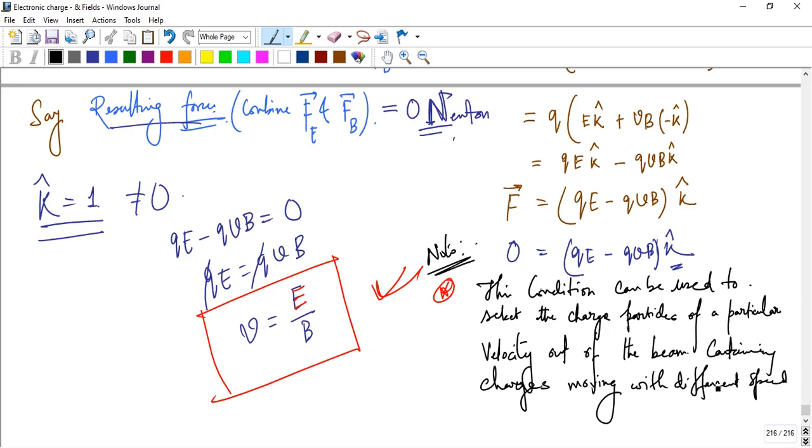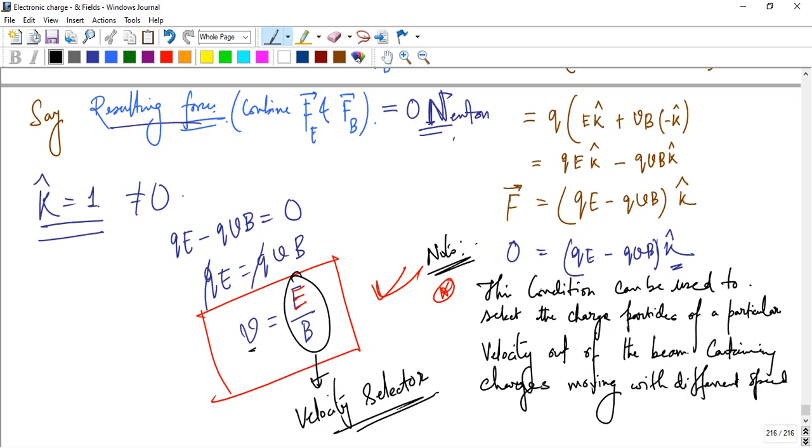Speed. And the E by V ratio is called the velocity selector. That's the name. E by V is called a velocity selector. And V just depends only on the electric field and the magnetic field.